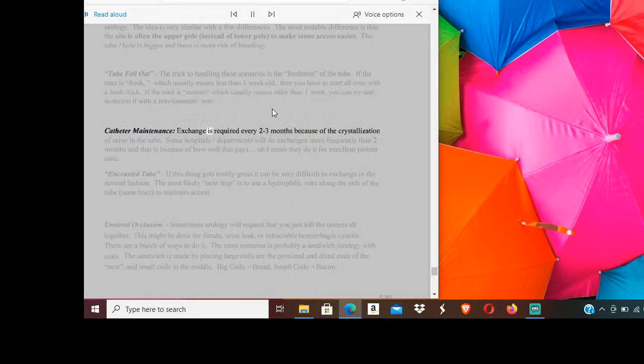Catheter maintenance. Exchange is required every 2 to 3 months because of the crystallization of urine in the tube. Some hospitals and departments will do exchanges more frequently than 2 months, and that is because of how well this pays. They do it for excellent patient care.